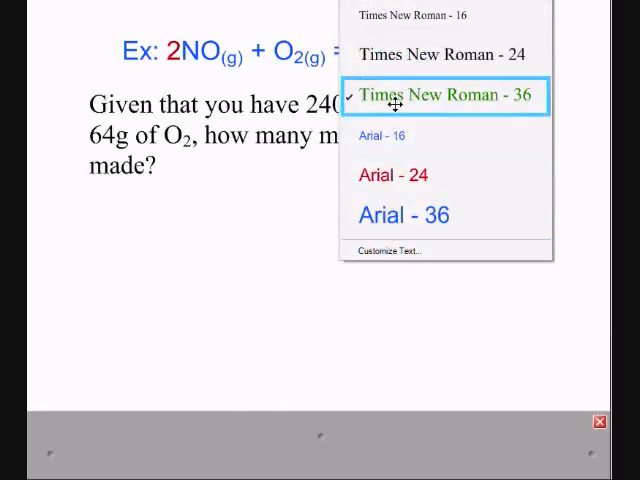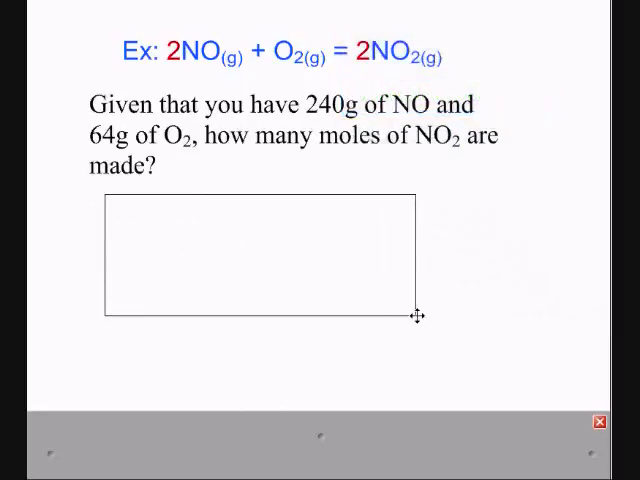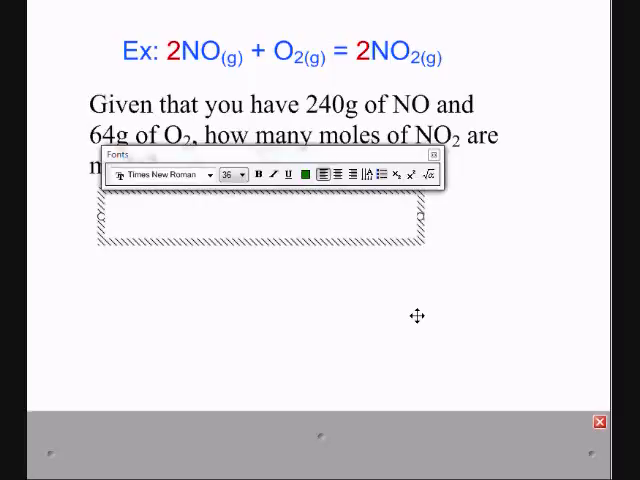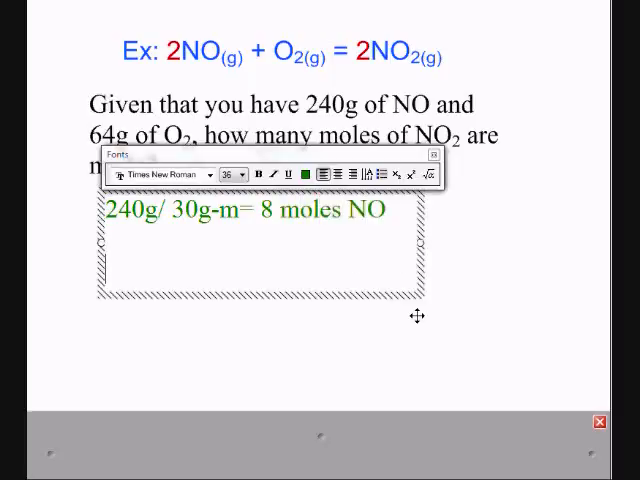Well, the first thing I could tell you is the molar mass of nitrous oxide. You should be able to figure that out. Very simple, right? 14 plus 16 is 30. So, if we have 240 grams and the molar mass of it is 30 grams per mole, that means that I should have 8 moles of nitrous oxide gas.